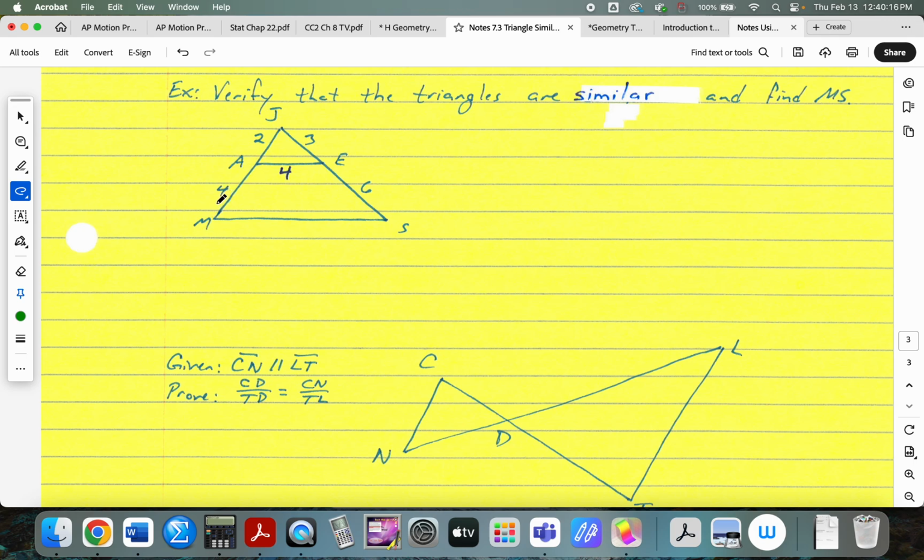No. What I suggest people do on this one is take the two triangles apart. So this is triangle JAE, where we know this side is 2, this side is 3, and this side is 4. And then the bigger triangle, JMS, where JM is 6 and JS is 9. Just adding those sides to those pieces together.